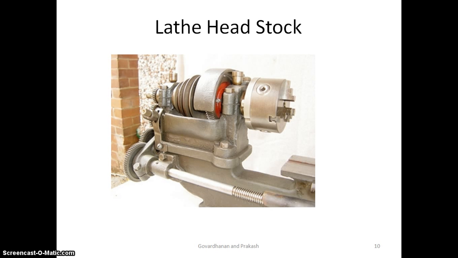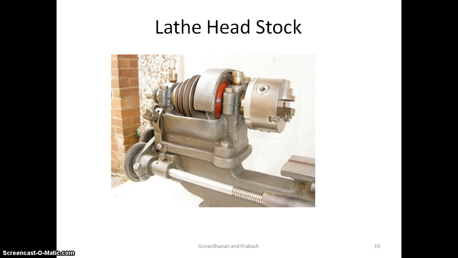Headstock. The headstock has a hollow spindle. A live center can be attached to the spindle. The spindle nose is threaded. Chuck and faceplate can also be attached to the nose of the spindle. The headstock has a gearbox for changing the speed of rotation of the spindle. The gearbox also helps to rotate the lead screw.